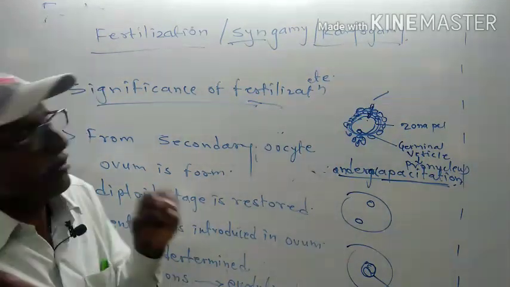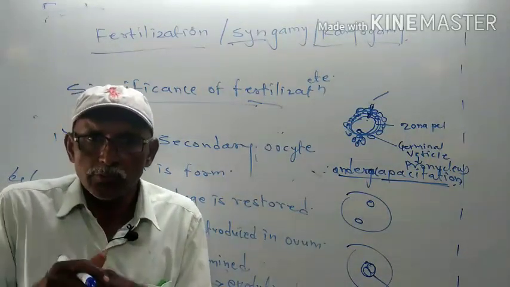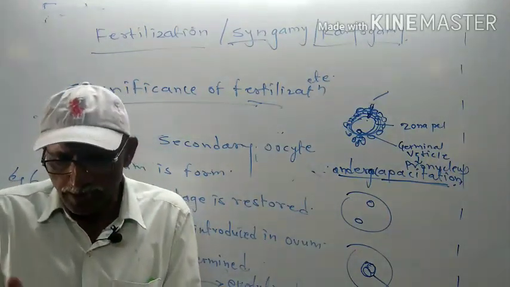So in such way we have seen the fertilization process. In the next lecture we will see how division of the zygote takes place.